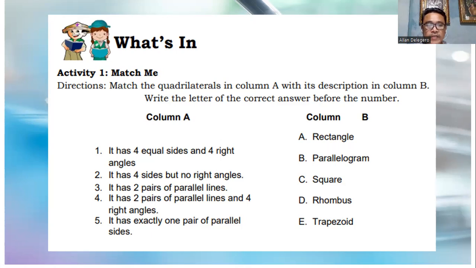All right, let's check your answers. For number 1, letter C, square. Number 2, letter D, rhombus. Number 3, letter B, parallelogram. Number 4, letter A, rectangle. And number 5, letter E, trapezoid. Very good.